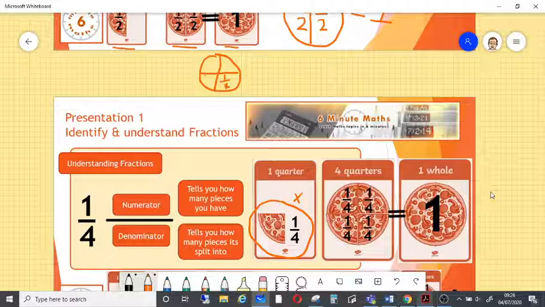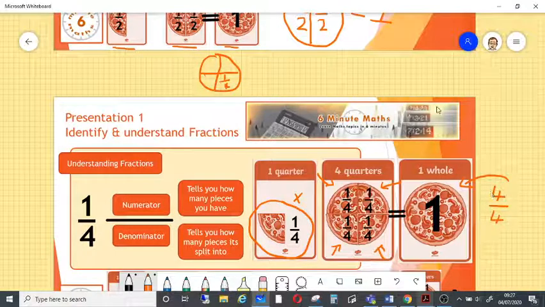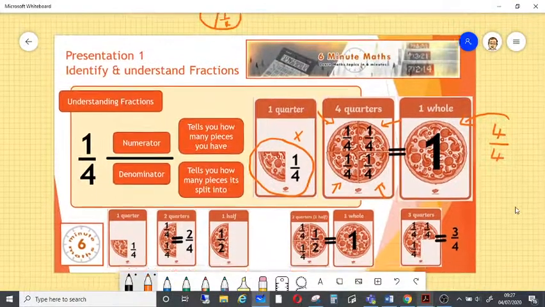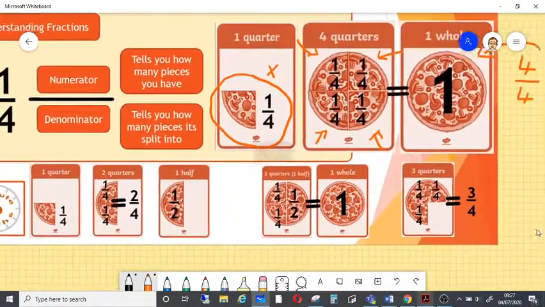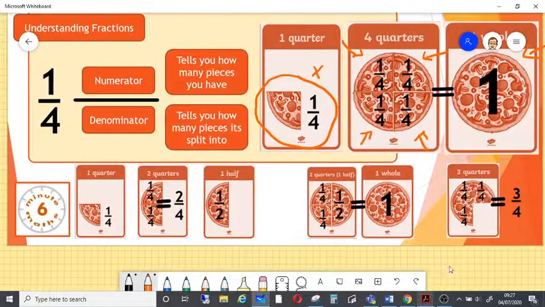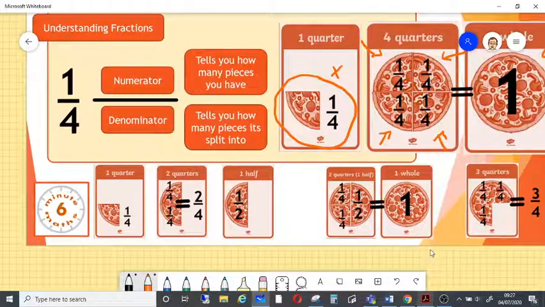There's 1 quarter here. There's 1 quarter here. There's 1 quarter here. And there's 1 quarter here. So in total we've actually got 4 quarters, and it's the same as one whole pizza. Little diagram at the bottom will perhaps help a little bit. Let's have a look at that here. Let's scroll in.